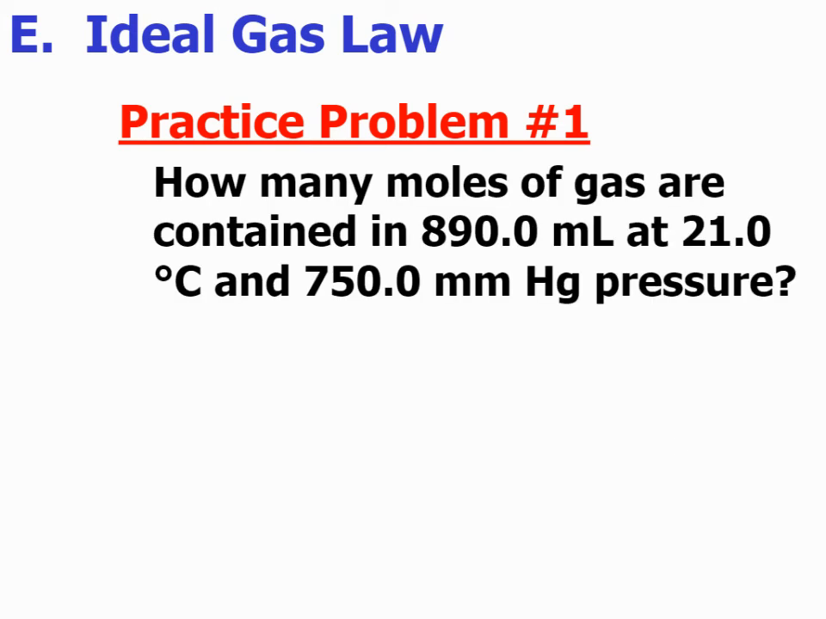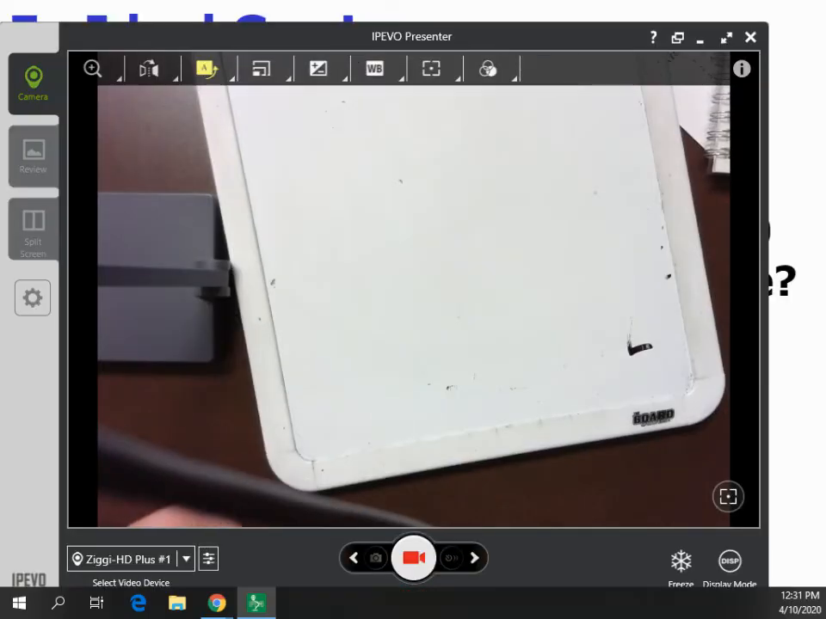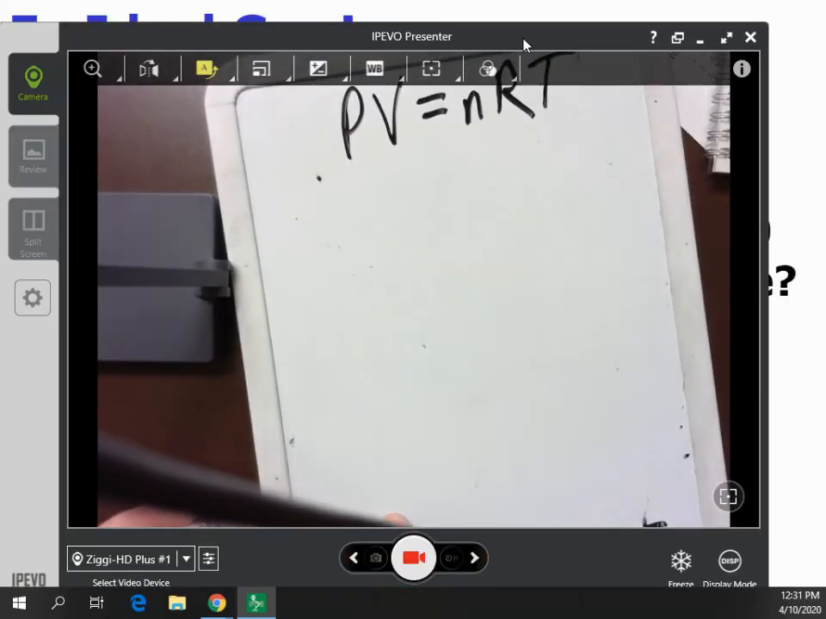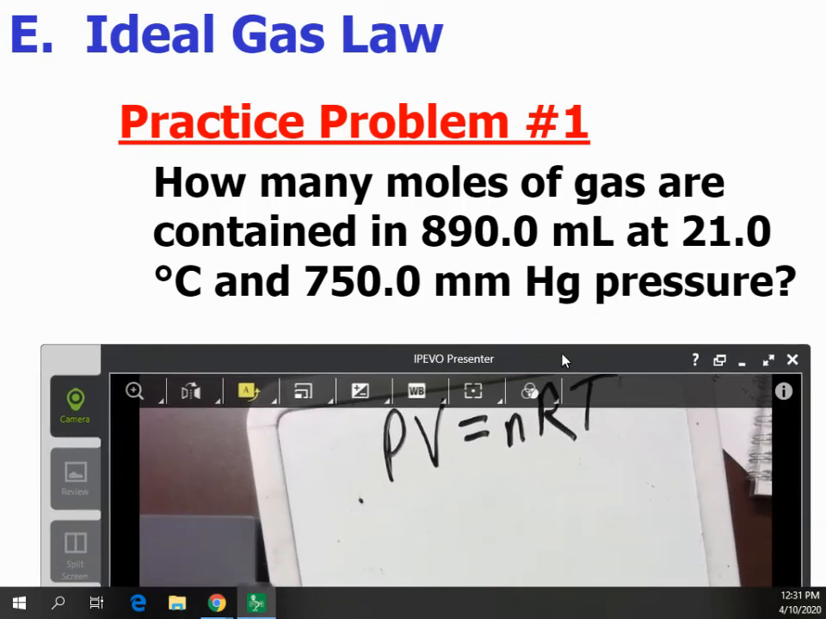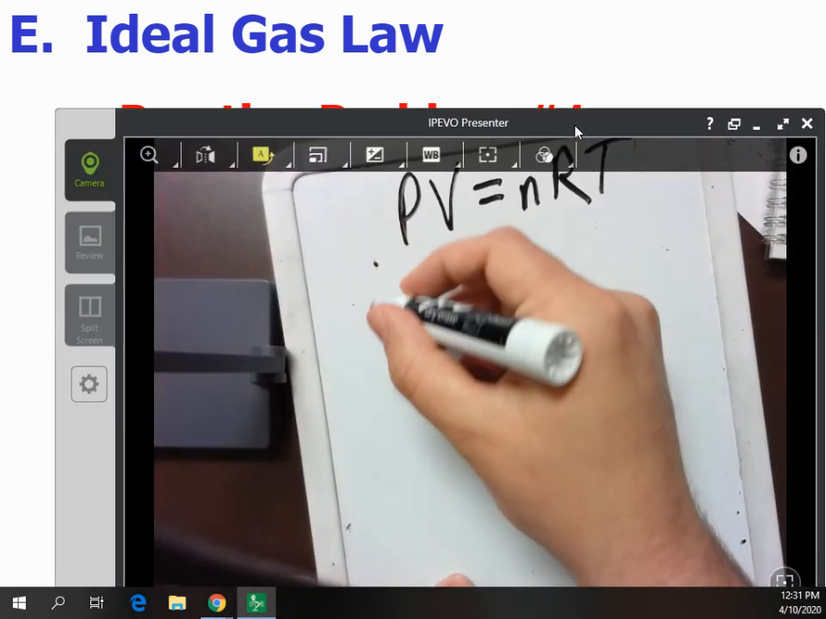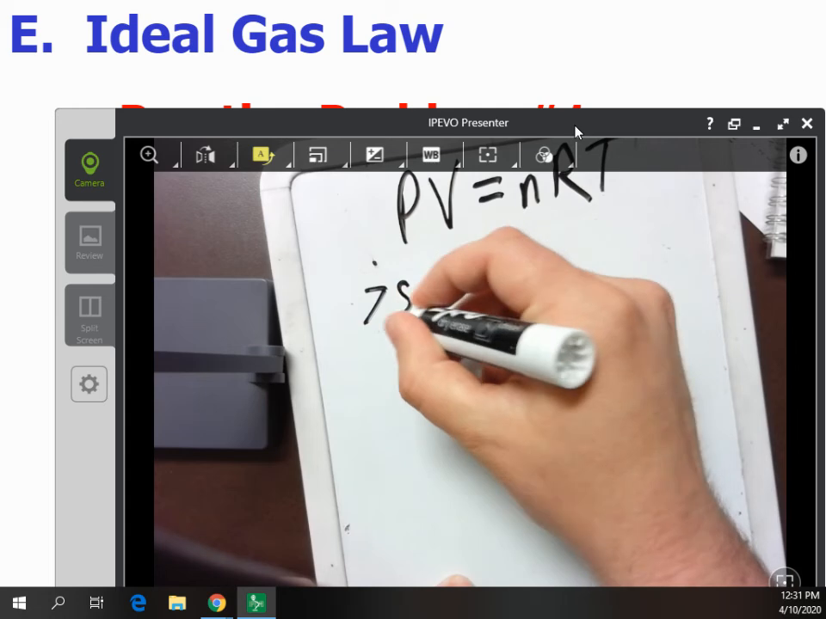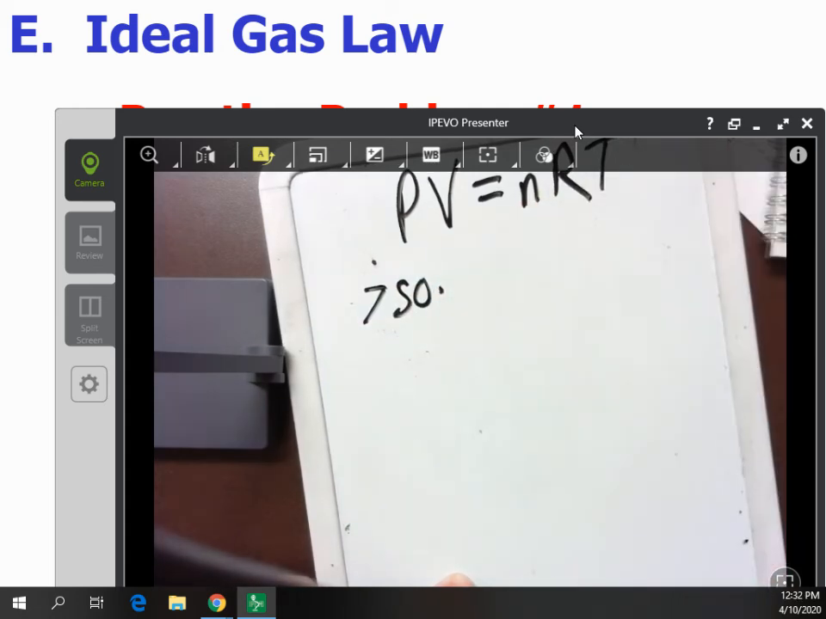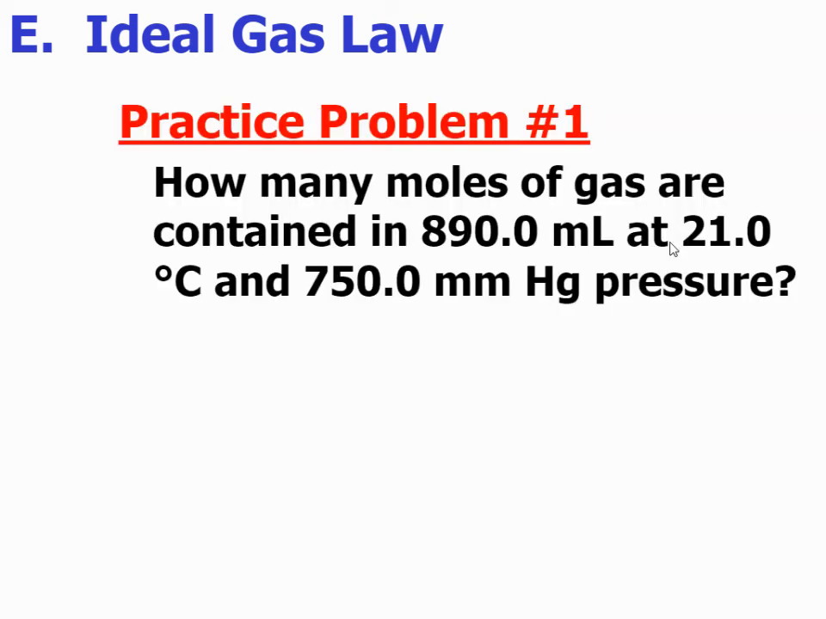So if we set it up on here, we have pressure first. That's the easiest one. So 750 times our volume. And remember, volume's in liters. So we have to take this and move it to the right 3 in order to get there.